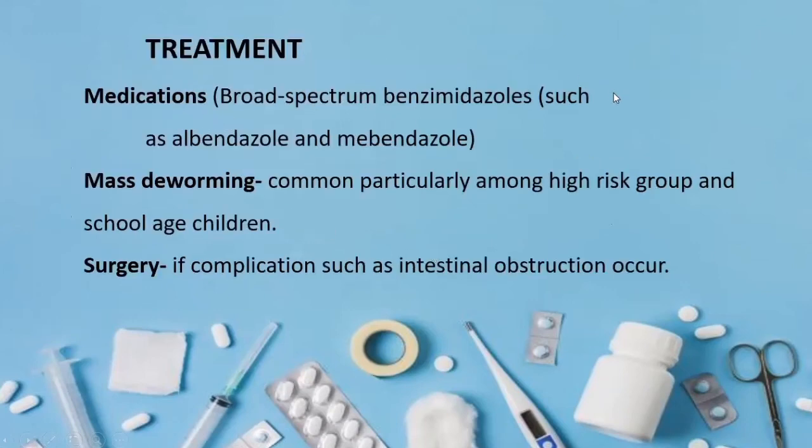Next is treatment. Medications such as broad spectrum benzimidazoles like albendazole and mebendazole are the first line treatment of intestinal infection, particularly from roundworm and tapeworm. Mass deworming treatment may be performed in areas where helminthiasis is common, particularly among high-risk groups and school-aged children. The last treatment is surgery. If complications such as intestinal obstruction occur, emergency surgery may be required.